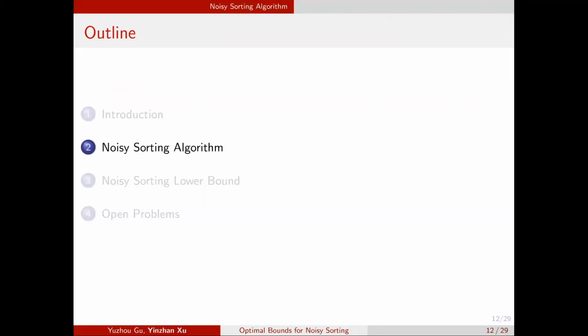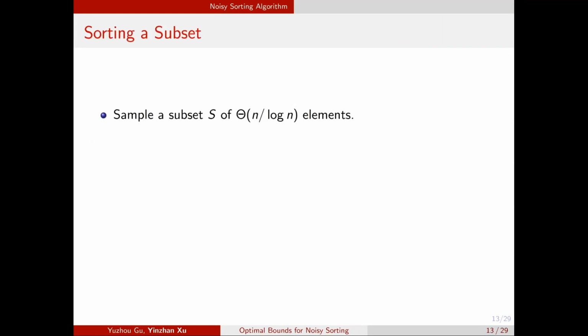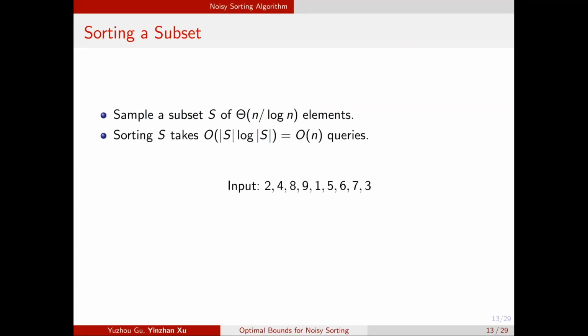In this talk, I will focus on the algorithm and lower bound for noisy sorting. Let me first describe our noisy sorting algorithm. In the first step of the algorithm, we sample a random subset S of n over log n elements, and then we sort S. Because the size of S is small, we can sort S using all n noisy queries with high probability. For instance, if this is the input, and if we sample S to be 2, 9, 6, this step simply sorts S.